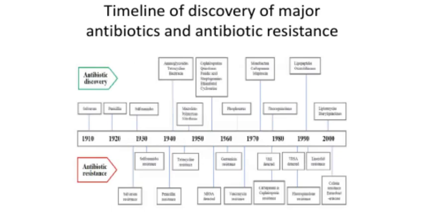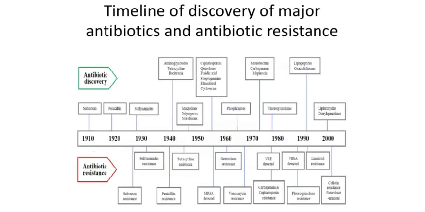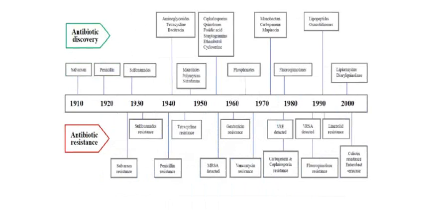So let us see the timeline and discovery of major antibiotics and how antibiotic resistance came into the picture. In this timeline, in 1910 salvarsan was the first antibiotic discovered, in 1920 penicillin was discovered, and in 1930 sulfonamides were discovered. So these are the three important discoveries of antibiotics: salvarsan, penicillin, and sulfonamides.